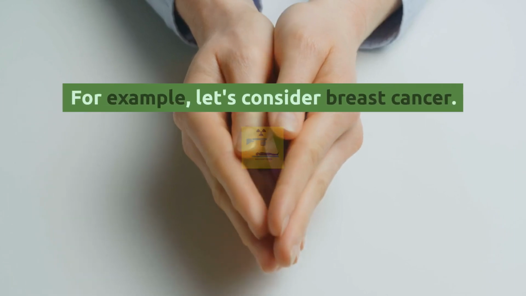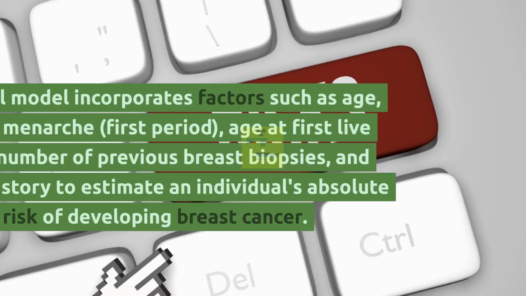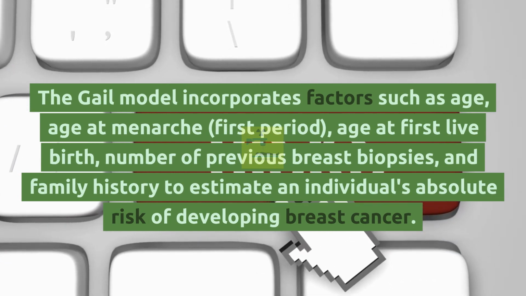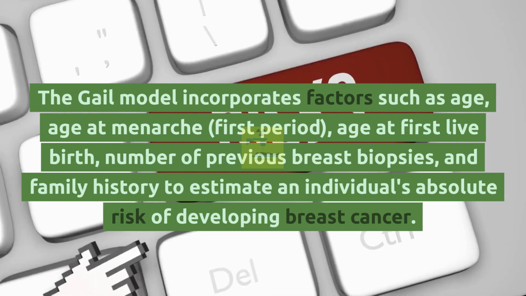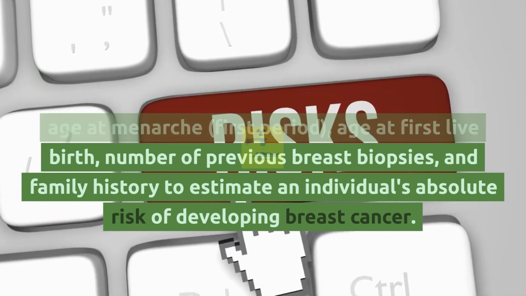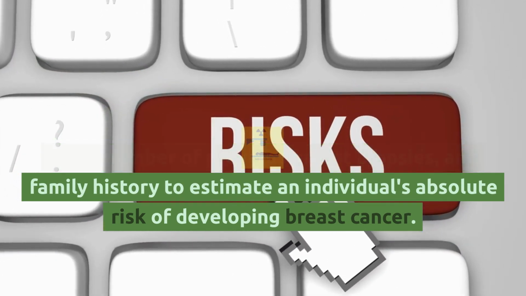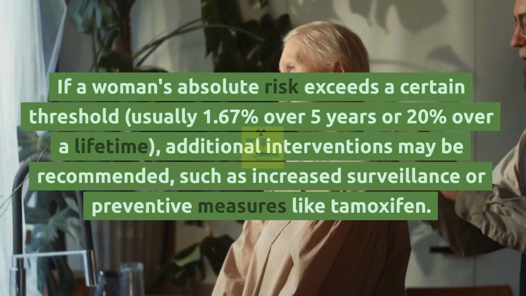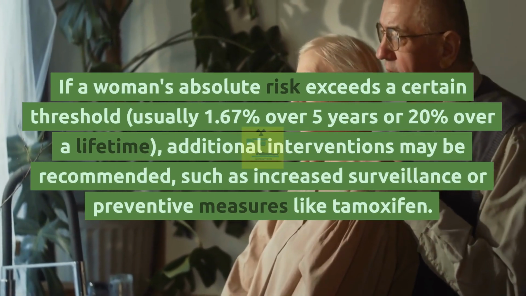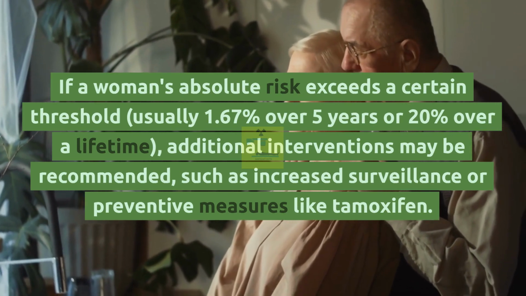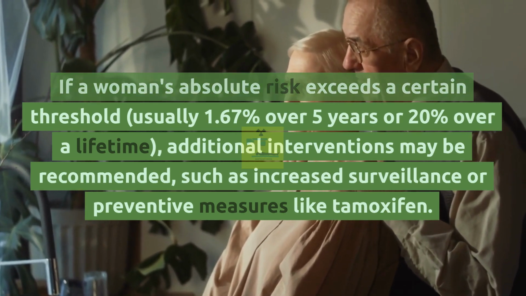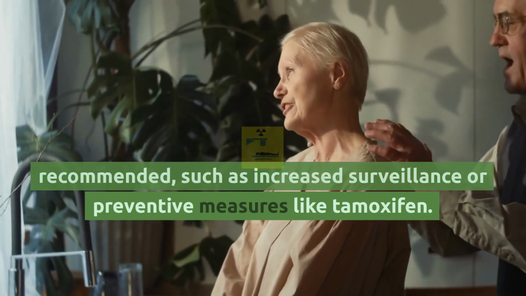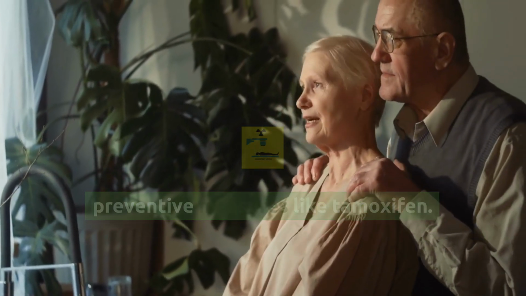For example, let's consider breast cancer. The Gail model incorporates factors such as age at menarche, first period, age at first live birth, number of previous breast biopsies, and family history to estimate an individual's absolute risk of developing breast cancer. If a woman's absolute risk exceeds a certain threshold, usually 1.67% over 5 years or 20% over a lifetime, additional interventions may be recommended, such as increased surveillance or preventive measures like tamoxifen.